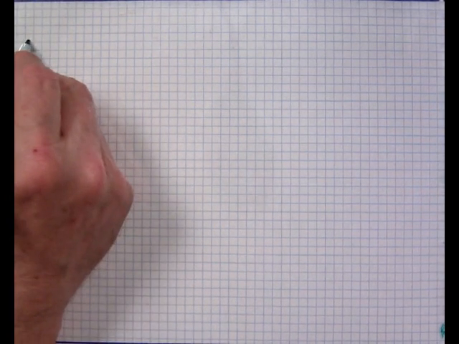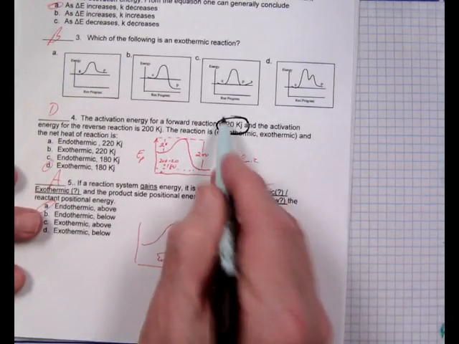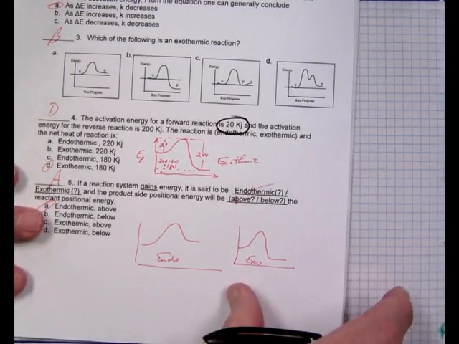In number 4, the activation energy for the forward reaction is 20 kilojoules, and the activation energy for the reverse is 200 kilojoules. Is the reaction endothermic or exothermic? And what is the net energy change of reaction? Well, looking at the data here, 20 kilojoules is plus. So that means it's endothermic in that direction.